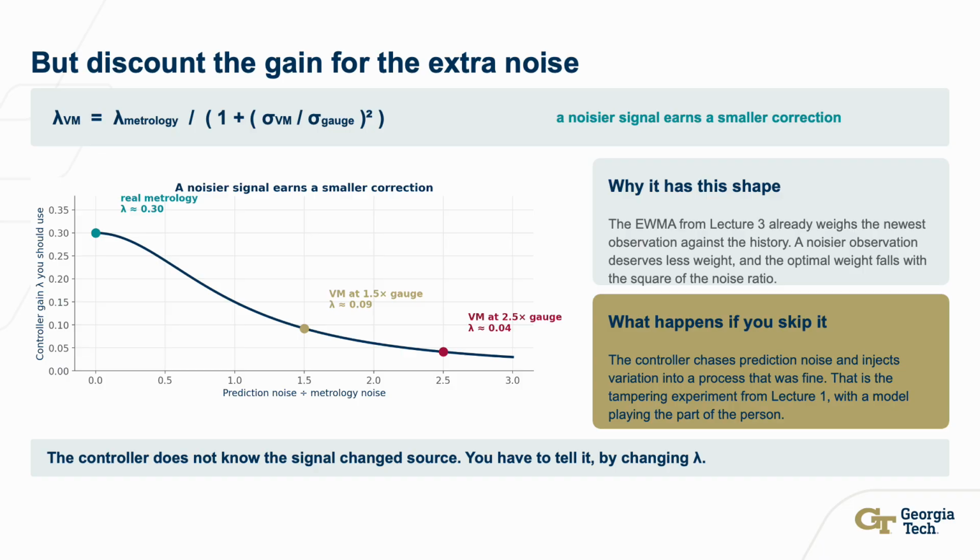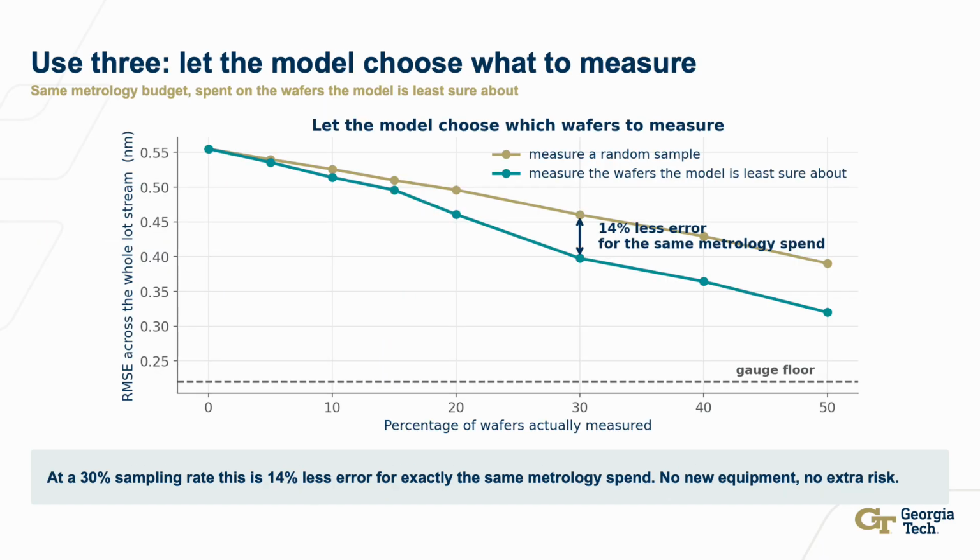The controller has no way to know that its input changed. Nothing about the signal announces it. You have to tell the controller, and the way you tell it is lambda. Use 3. Let the model choose which wafers to measure.